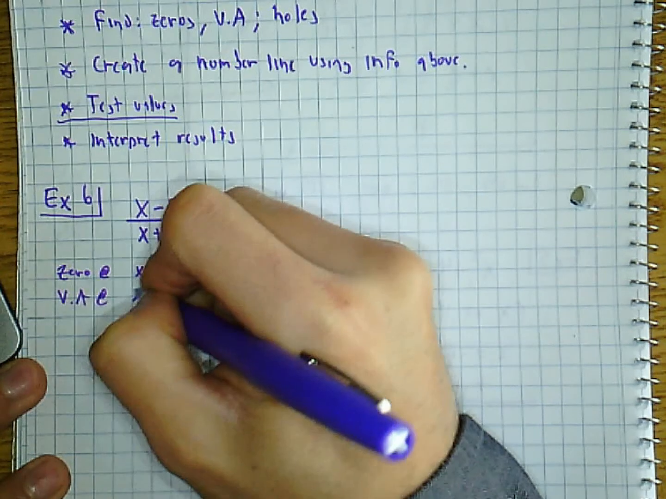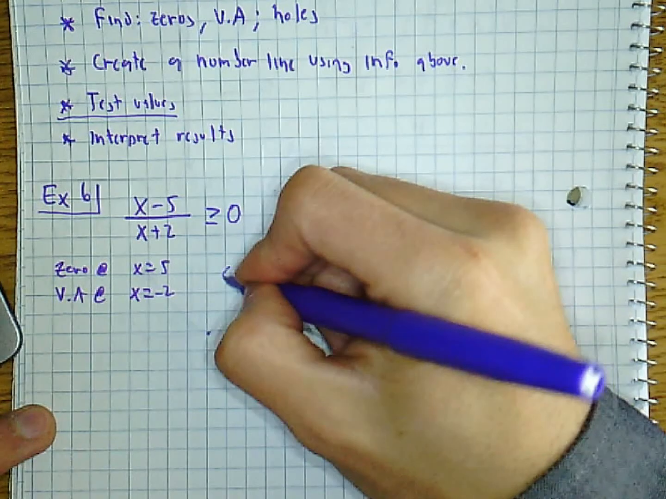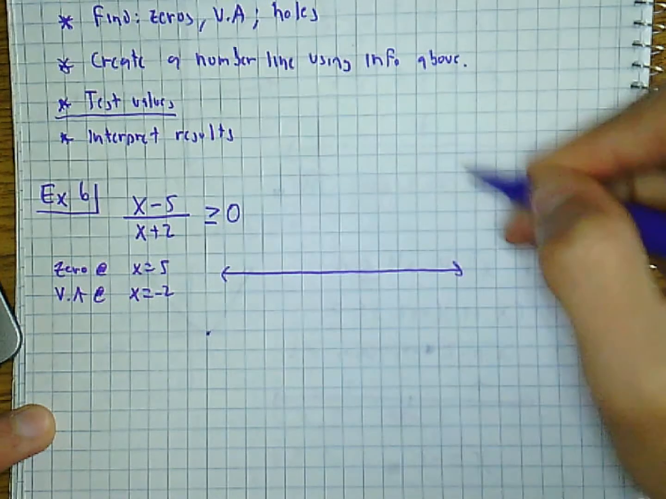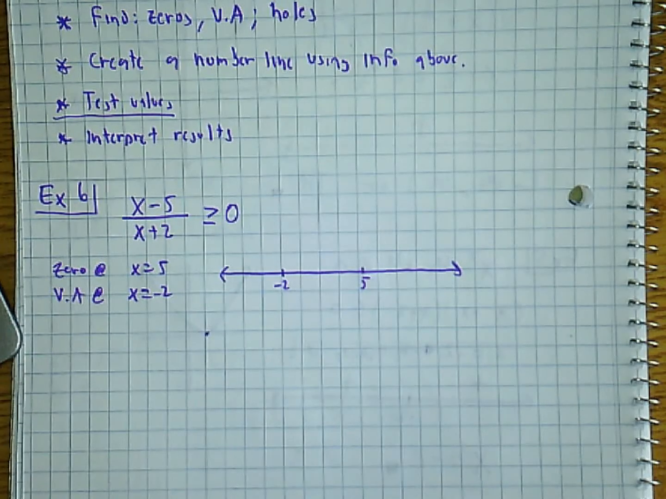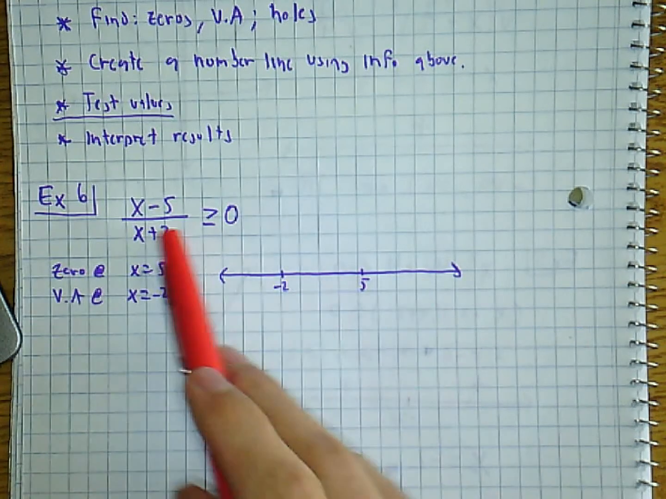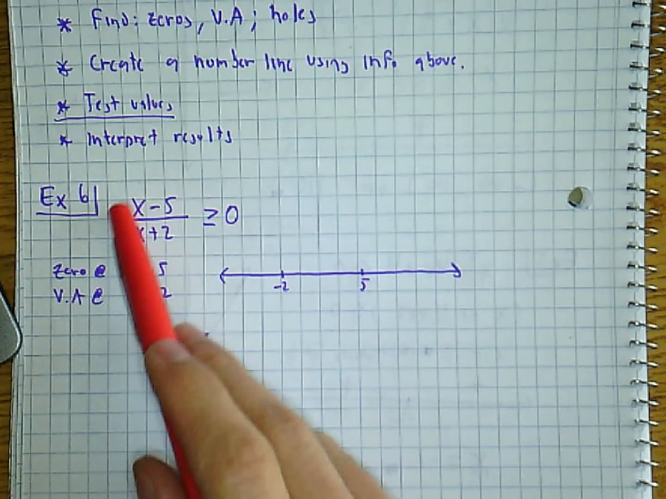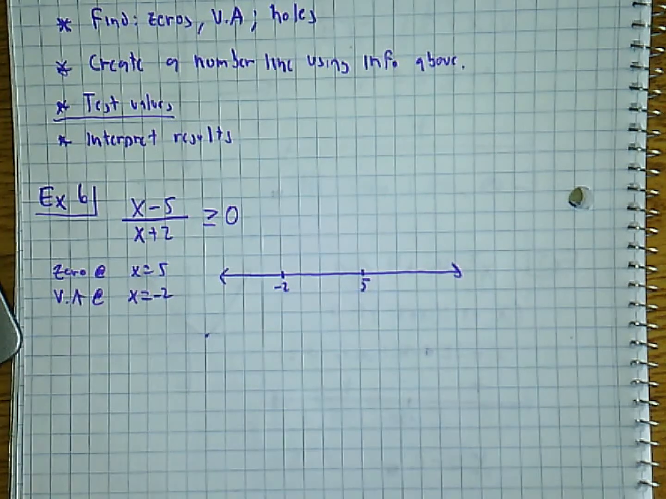So I'm going to go ahead and make a number line with this. So here's negative 2 and here is 5. This time what you are going to do, guys, is you're going to have to actually find a number that's in these intervals and plug it into this equation to figure out whether you are going to be positive or negative. We don't really care about what the number is. We only care if the number is positive or negative.